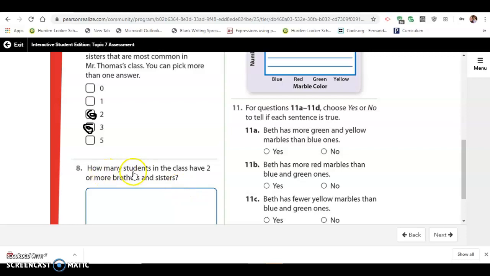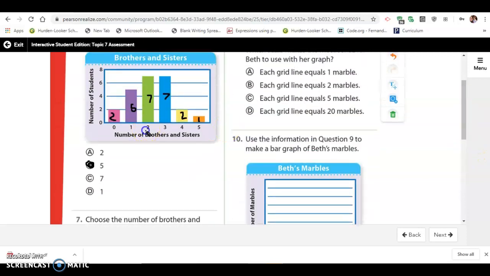Okay, so how many students in the class have two or more brothers and sisters? So we're looking at two and more. So that would be 2, 3, 4, 5. So we're going to add these together. 7 plus 7 is 14. 14 plus 2, 16. 16 plus 1 is 17.